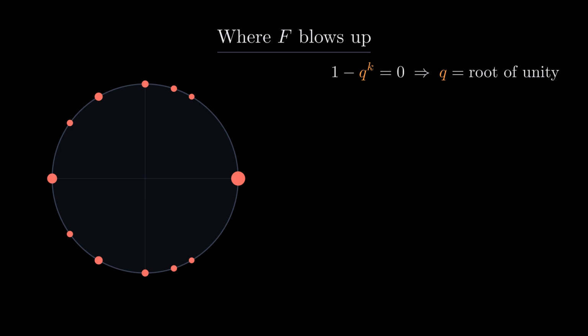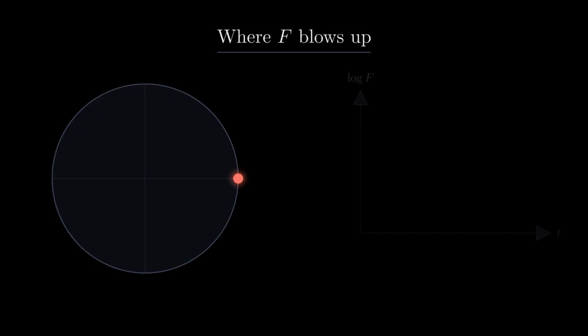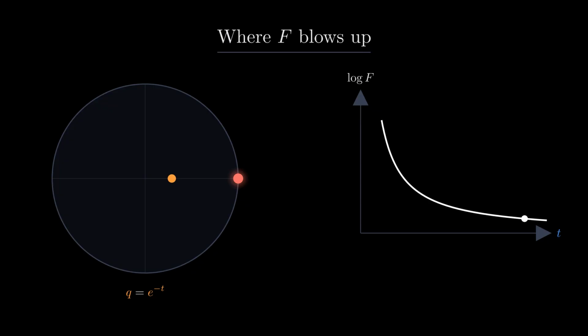But not all of them are equals. The biggest, fiercest one, the factor that dominates everything, sits right at q equals 1. So let's zoom in on q equals 1. Slide q in from the inside along the real axis, write it as e to the minus t, and let t shrink towards 0. Watch both sides at once. As q creeps up to the wall, the value of F doesn't just grow. It erupts, racing off to infinity. Why does it erupt? And how fast?